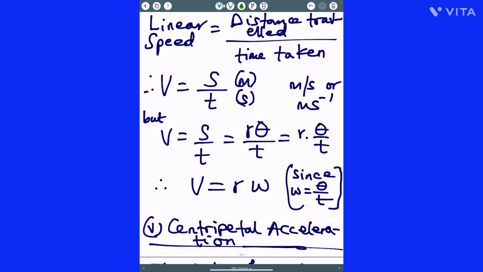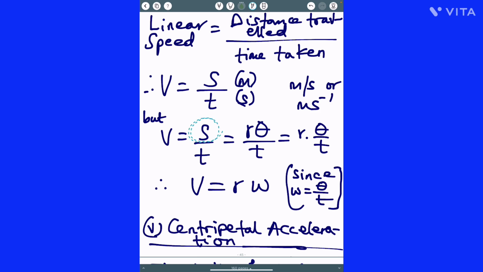Okay, formula for linear speed V. Linear speed V is what? The distance traveled over the time taken. So speed V is distance traveled over time taken. Now distance traveled is in meters, time taken is in seconds. So the SI unit for V is meter per second, or meter second raised to power minus 1. So V is equal to S over T.